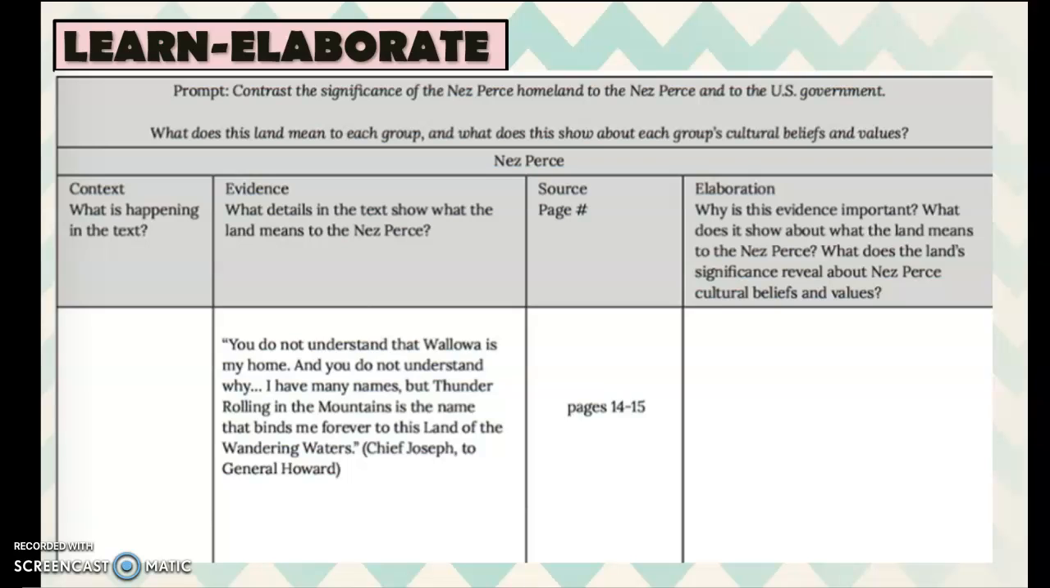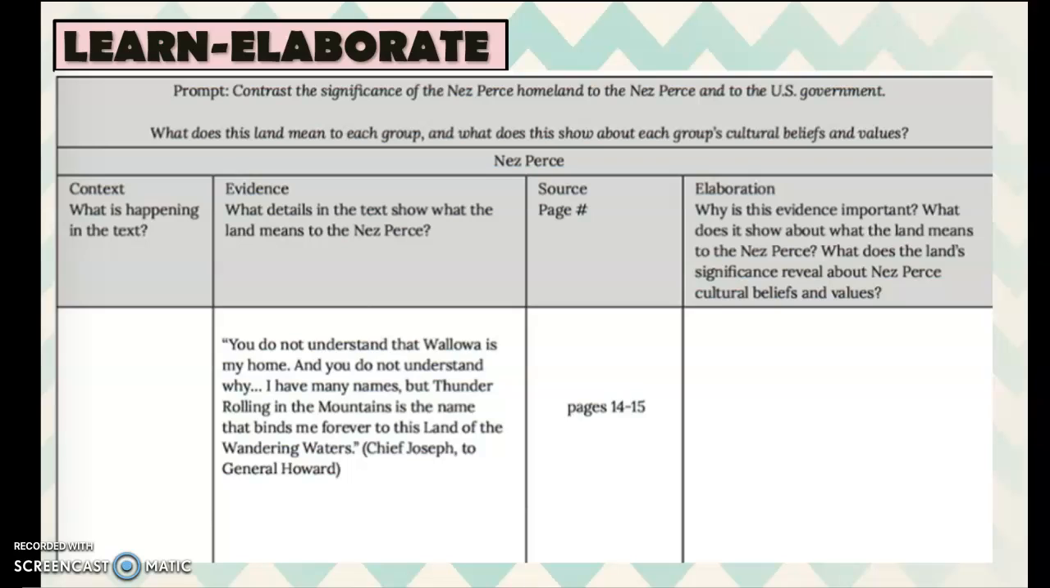So for our informational essays, we are going to be using the text structure compare and contrast. And for our essay, we are going to compare and contrast 2 different things. Remember, we learned just the other day that comparing and contrasting is when we tell how 2 things are alike or different. So if we look at the prompt on this slide right here, it says contrast the significance of the Nez Perce homeland to the Nez Perce and to the U.S.